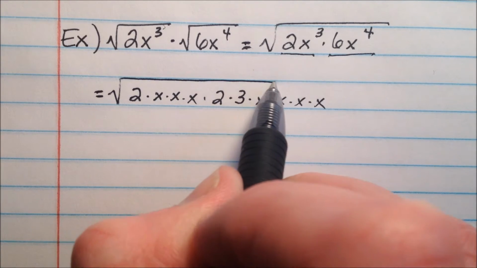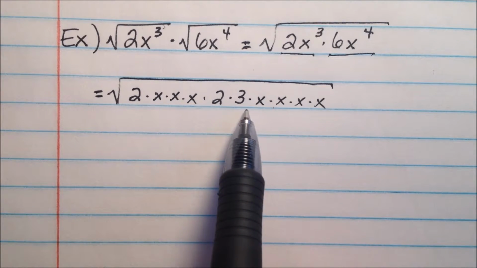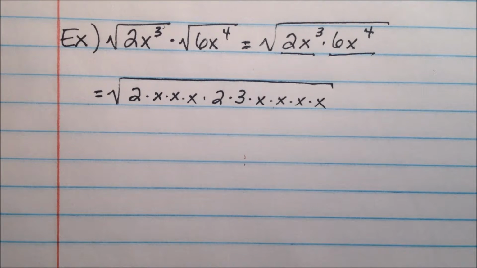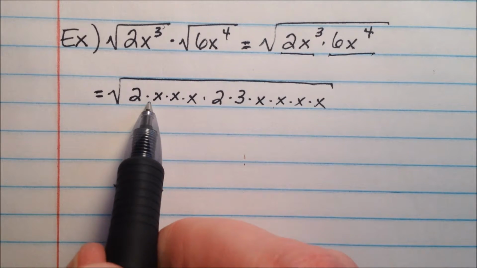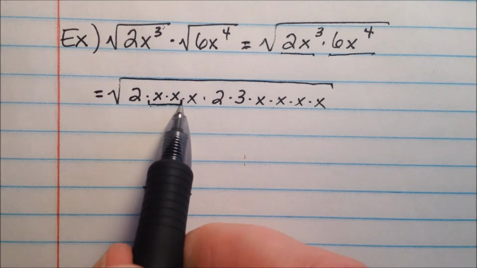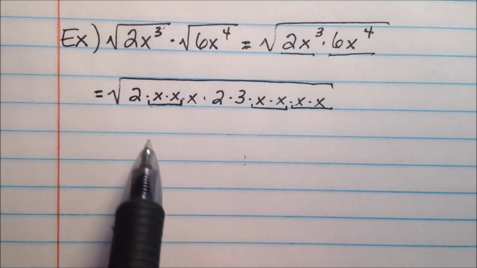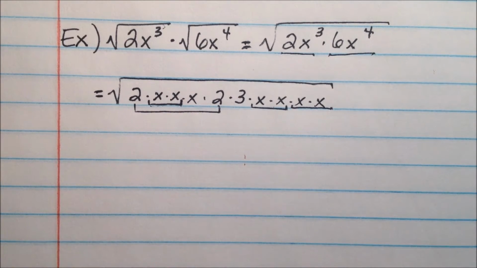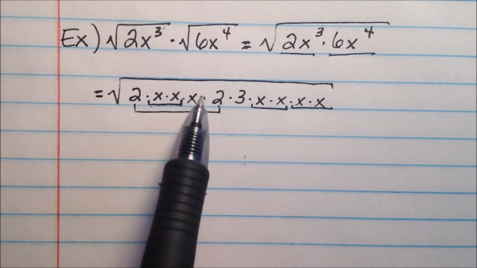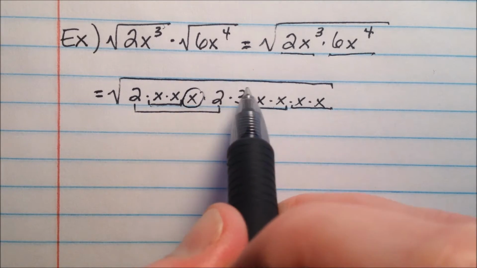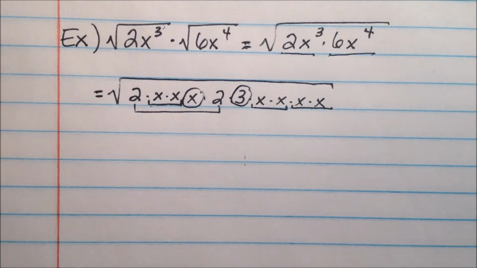And again, in previous videos we have discussed that we don't have to write all of these x's out, but for our sake right now we're just going to go ahead and do it and take a look at what happens. So looking for pairs, here's a pair of x's, here's a pair of x's, here's a pair of x's, and actually we have a pair of 2's way over here as well. Even though they're not right next to each other, that's okay, we can still pair them up. And what's left over is this x and this 3.